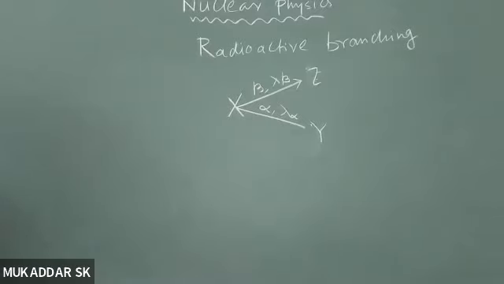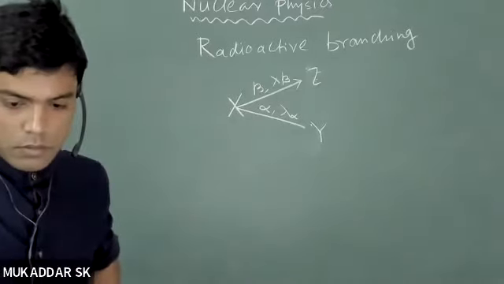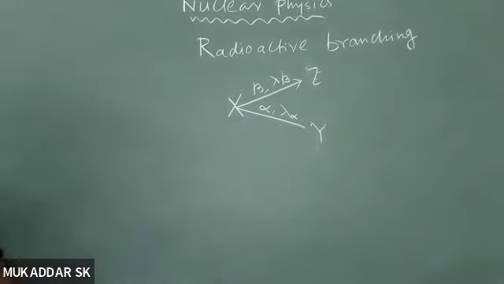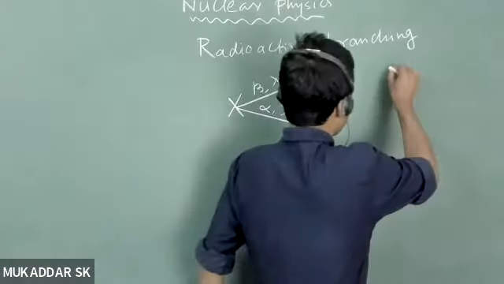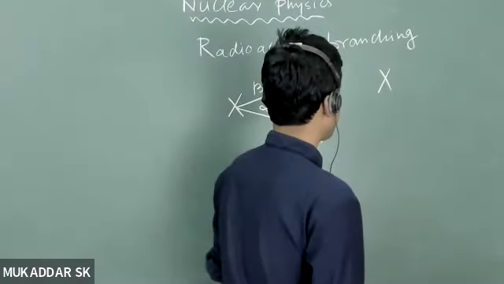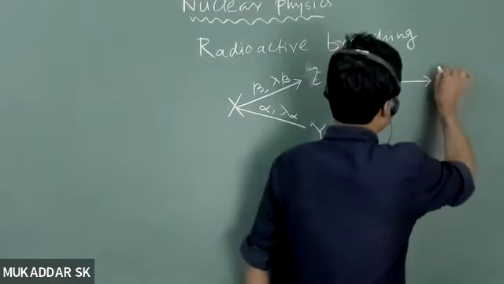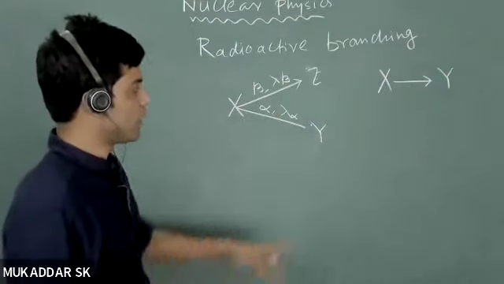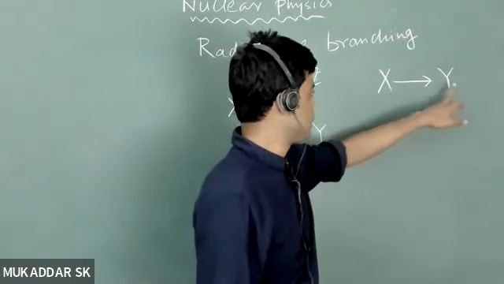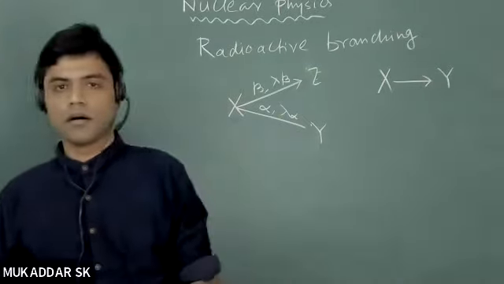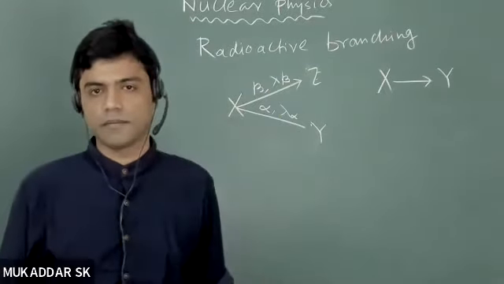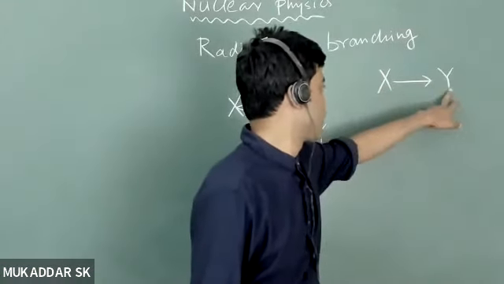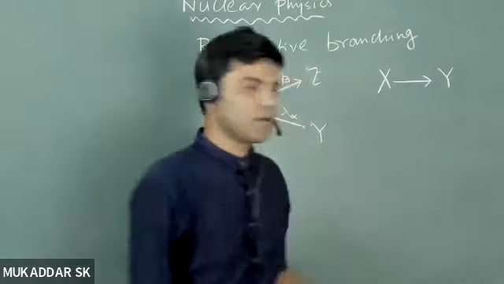Sir? Yes. Sir, will it always decay to Y? No, what I'm trying to say, please listen to me. Suppose you have a X parent nuclei. Yesterday we discussed, right? It's decaying to Y. Suppose you have a uranium that is decaying by alpha particle, and it's going to some daughter nuclei. And the chain is single chain. X is decaying to Y, right? And you know the cause of radioactivity, right?